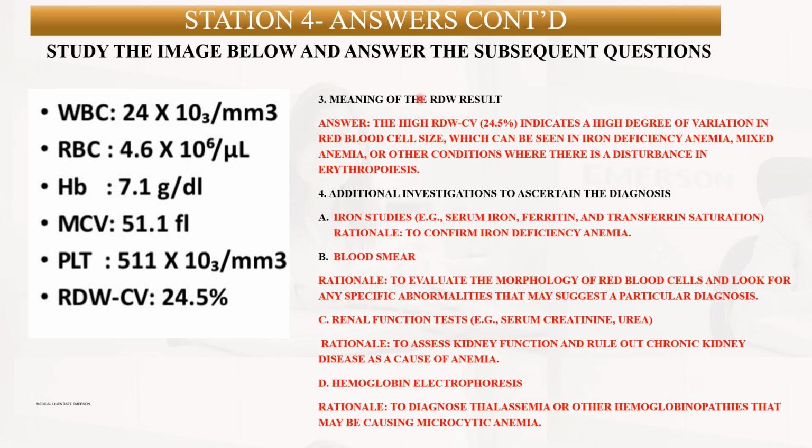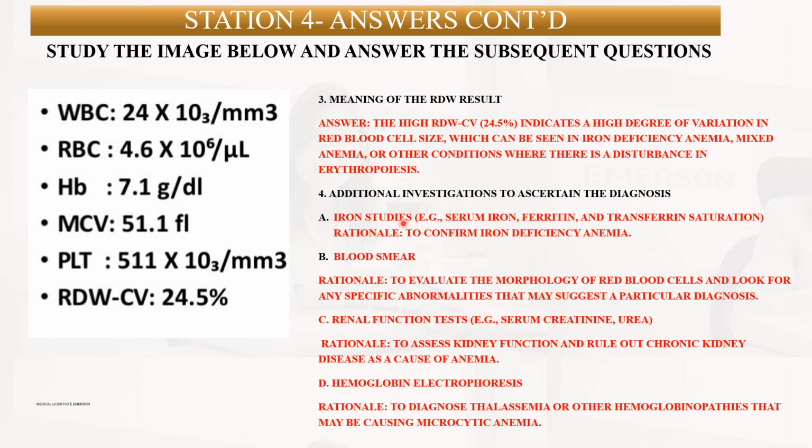Question 3 says, what is the meaning of the RDW results? The RDW results indicate a high degree of variation in the red blood cell size, which can be seen in iron deficiency anemia, mixed anemia, or other conditions where there is a disturbance in erythropoiesis. So the RDW just shows you the variation in red blood cell size. Then question 4, additional investigations to ascertain the diagnosis.